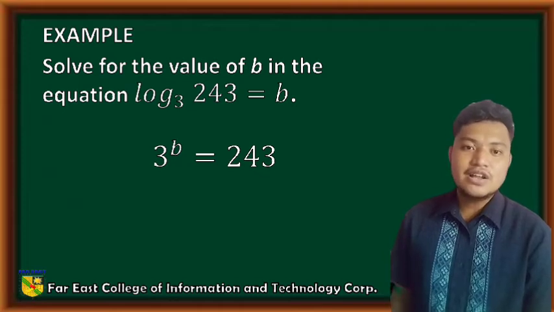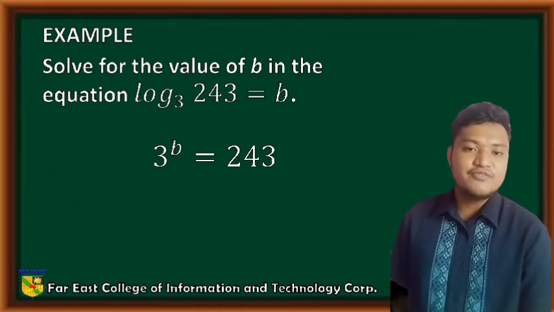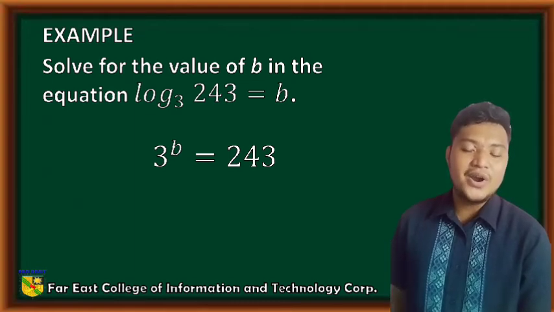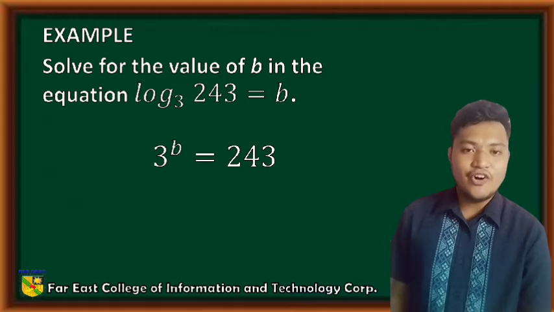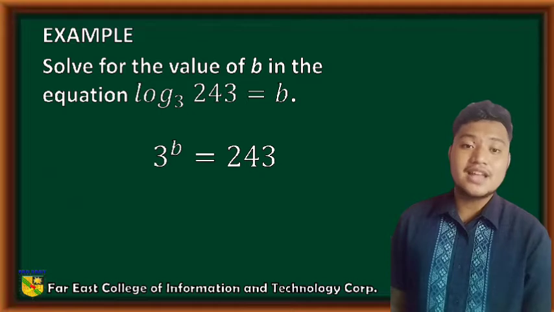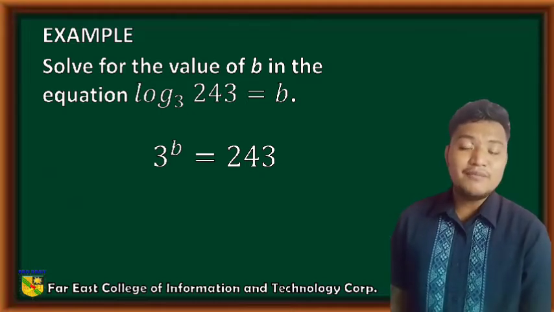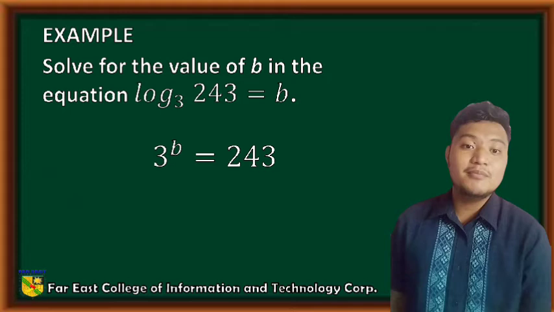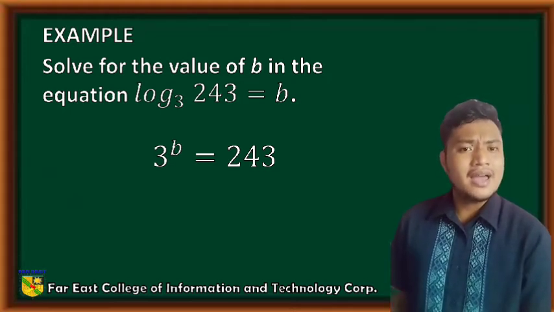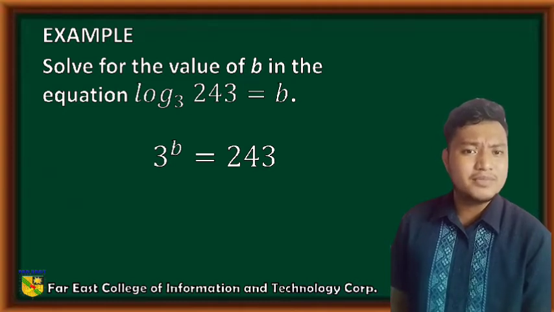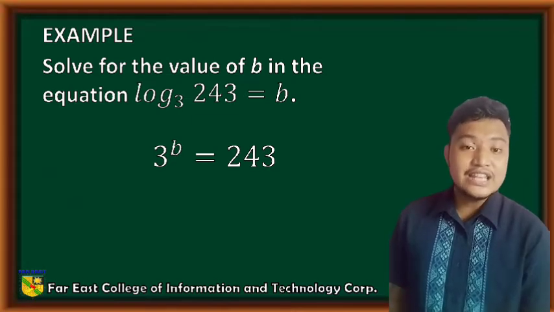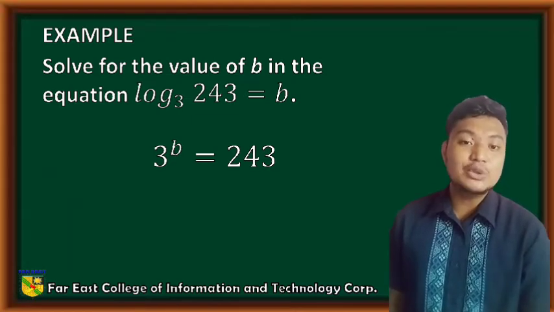So, the exponential form of log base 3 of 243 is equal to b. It is 3 to the b power is equal to 243. Next step: express 243 in exponential form with the base of 3. Try to think of an exponential form with the base of 3. Is it possible? Yes, it's possible. So, the answer is 3 to the b power is equal to 3 to the 5th power.